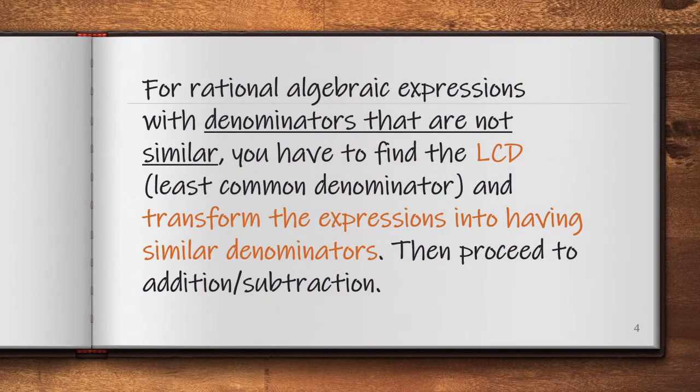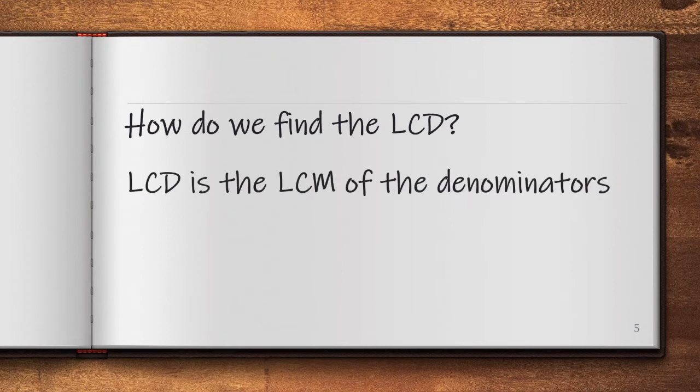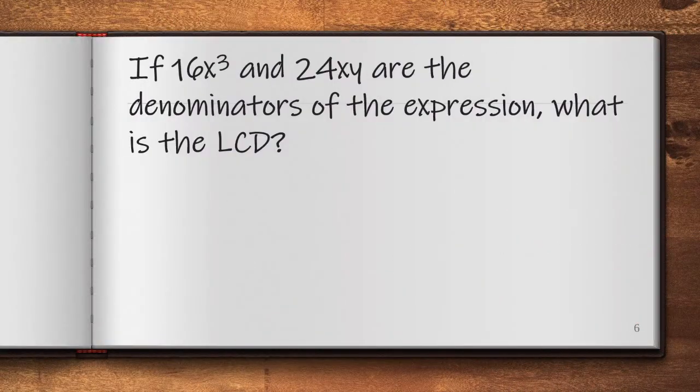But for rational algebraic expressions with denominators that are not similar, you have to find the LCD or the least common denominator and transform the expressions into having similar denominators. Then proceed to addition or subtraction. The question now is, how do we find the LCD? LCD or least common denominator is the LCM or least common multiple of the denominators. For example, if 16x cubed and 24xy are the denominators of the expression, what is the LCD?